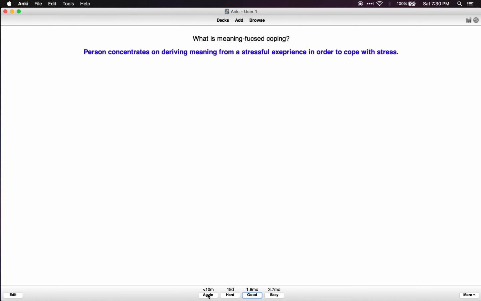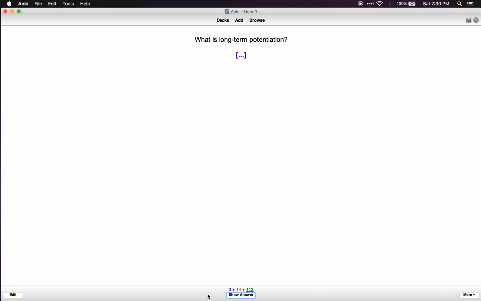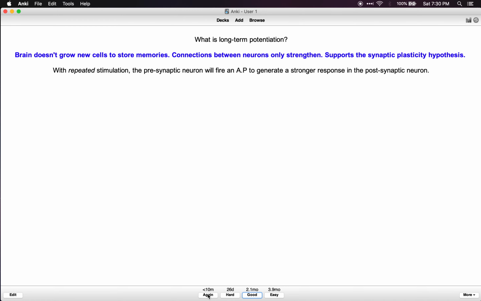Long-term potentiation is the strengthening of neuron connections to strengthen the memory rather than growing more neurons.